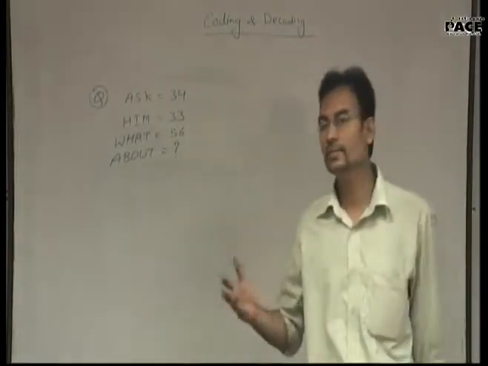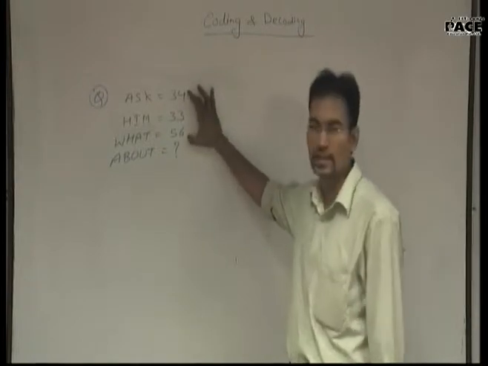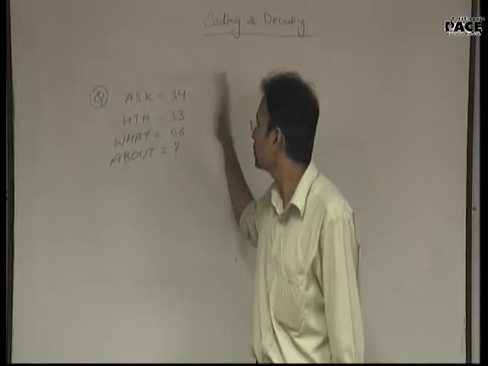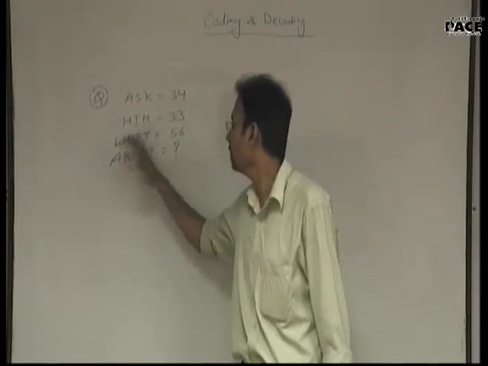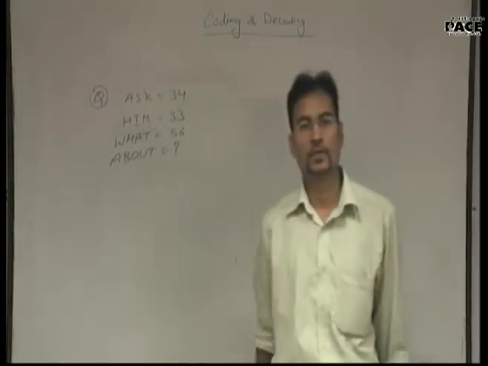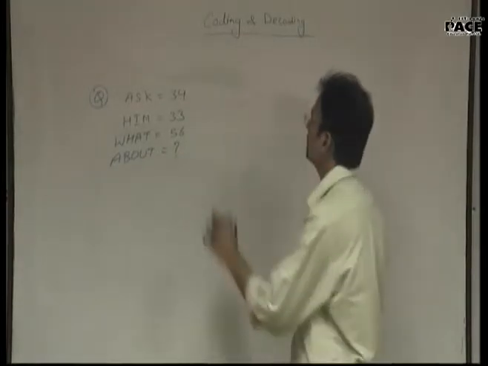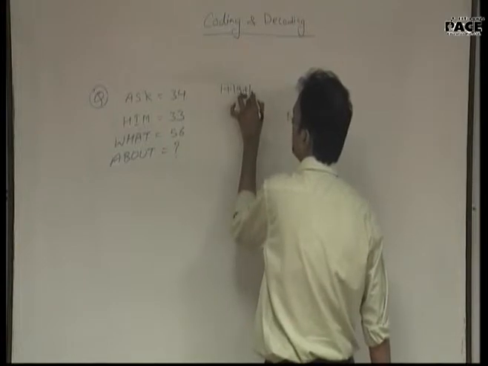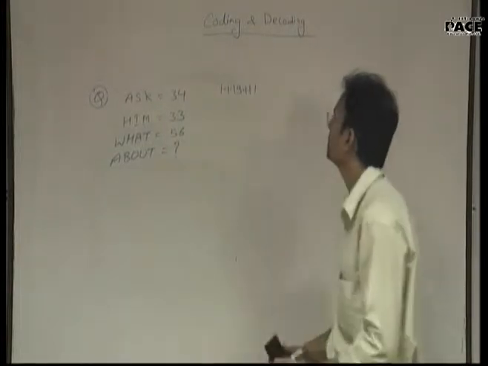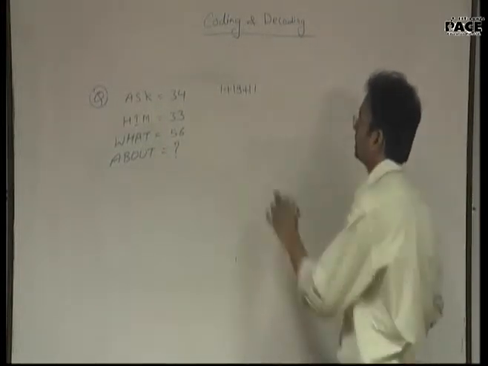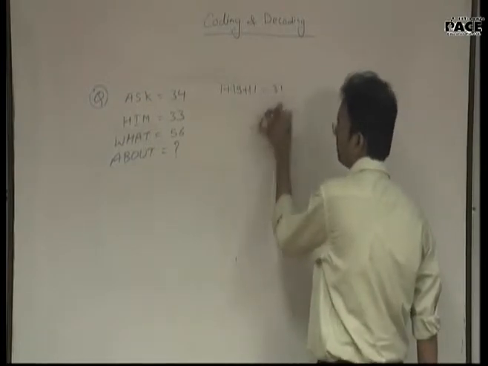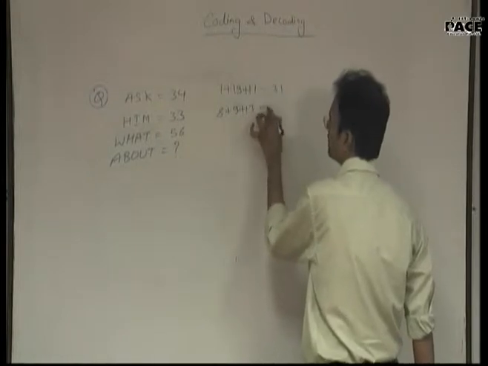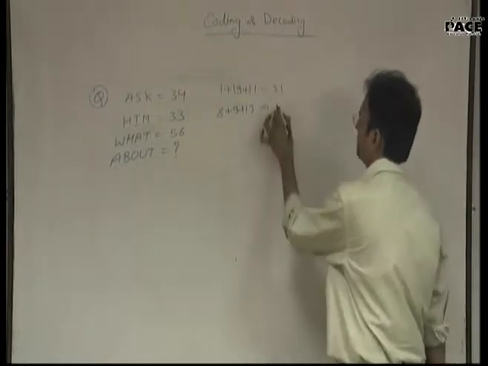Here we have these 3 known facts in front of us. We are getting ask equal to 34, him equal to 33, what equal to 56 and about. First of all, you put the values 1 plus 19 plus 11, which will give us 31. Similarly here, 8 plus 9 plus 13, which gives us 30.